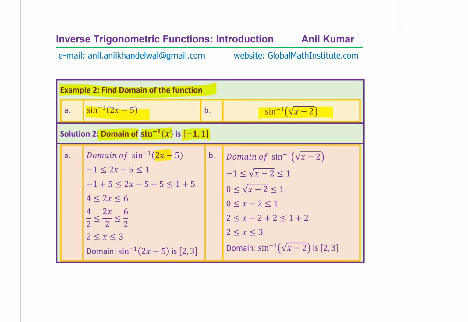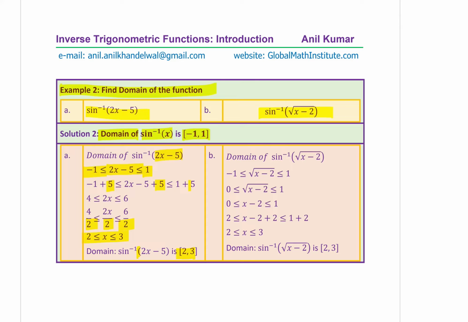When I write sine inverse of 2x minus 5, then 2x minus 5 should be within minus 1 and plus 1, both included. Now it is a question of solving inequalities. You can add 5 to all the three terms, cancelling the 5 from the center, and then you can divide by 2. Once you do that, you get your solution that the domain is between 2 and 3, both included.